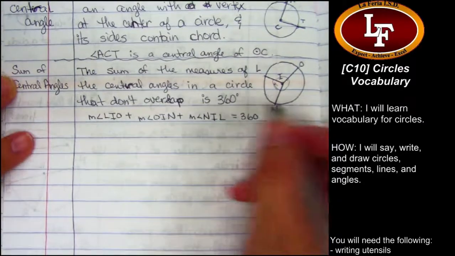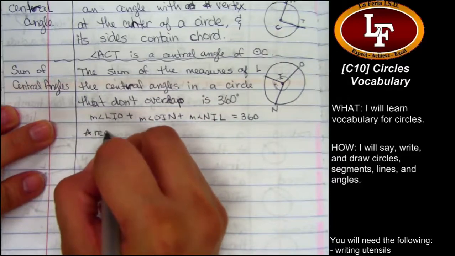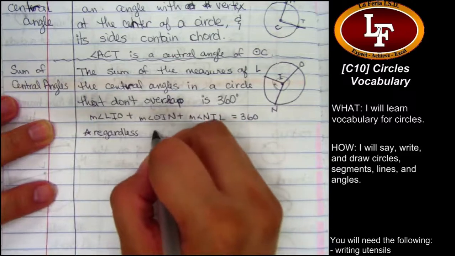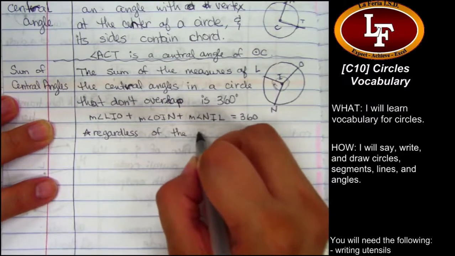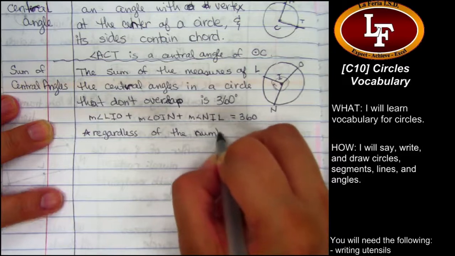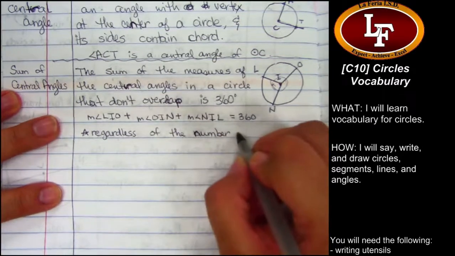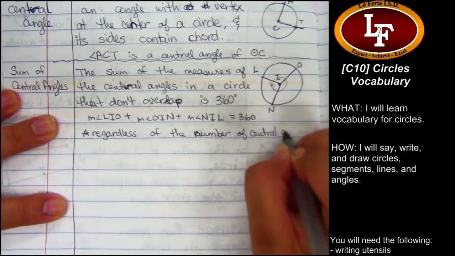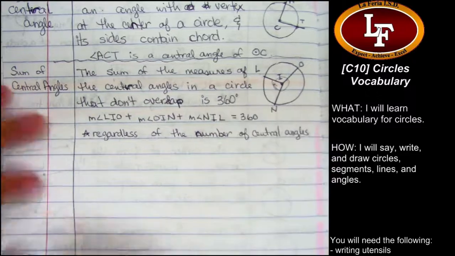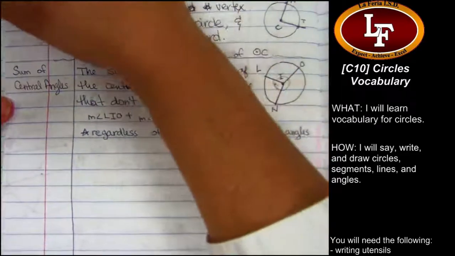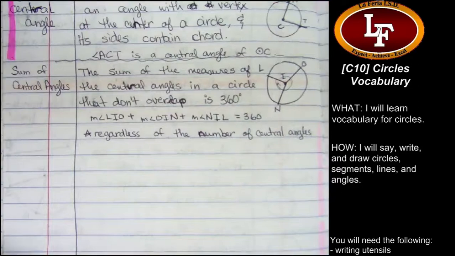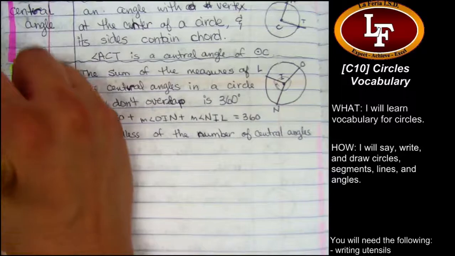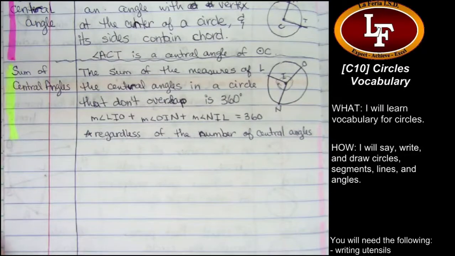This happens regardless of the number of central angles that we're dealing with here. Right now this picture has 3 central angles. You could have, I don't know, 4 million central angles if you wanted to. This little property here is going to hold for you. Since this is a property, I guess I'll color it in yellow.